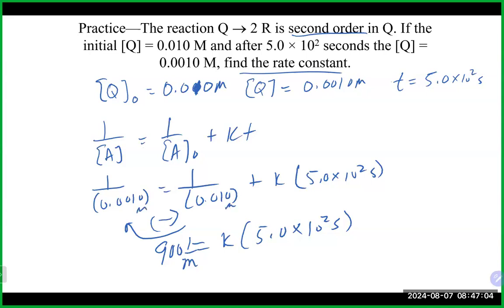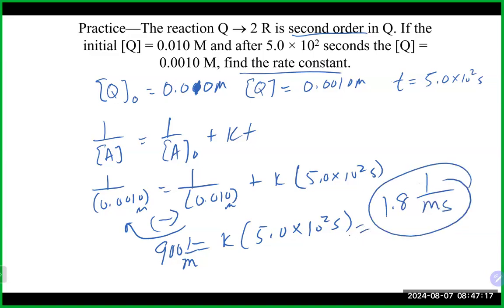Dividing our 900 to the other side, divided by 5 times 10 to the 2, will give us a rate constant of 1.8. And again, when we divide that seconds to the other side, will give us 1 over molar seconds, which is the units that we see for a second order. Any questions on that one there?